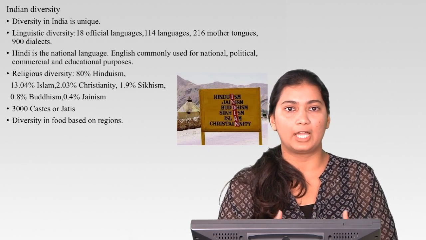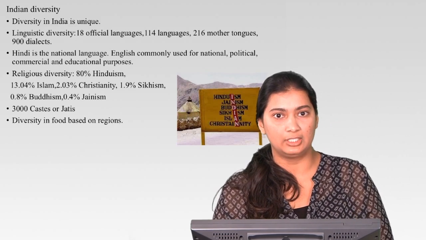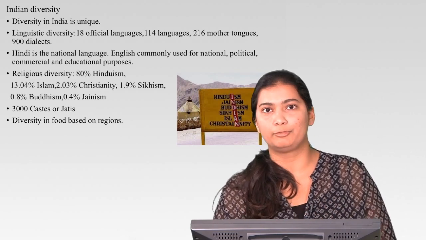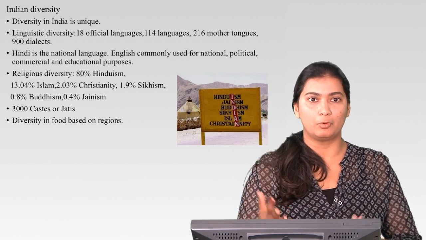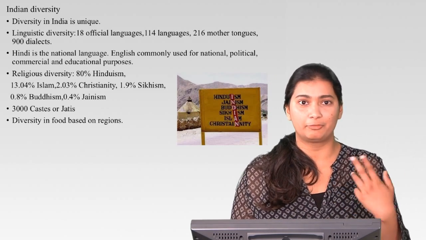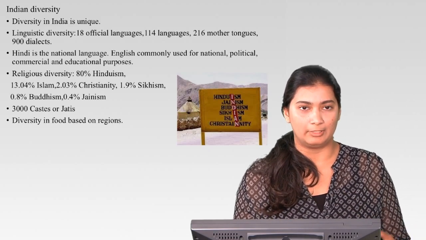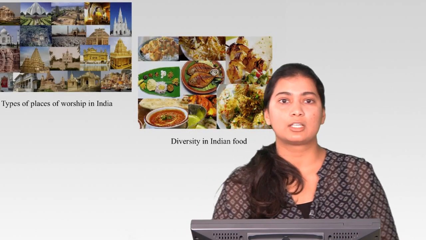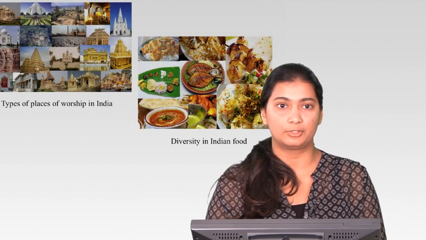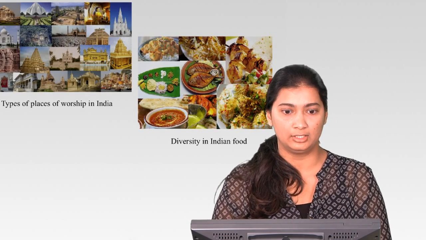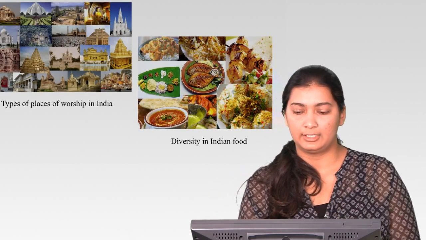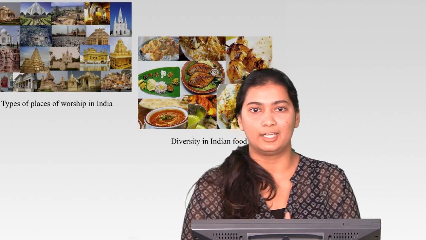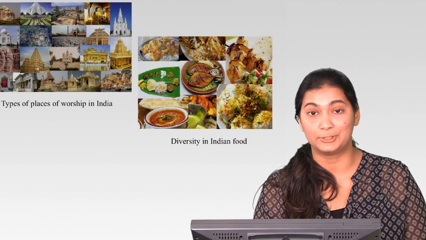So the kind of food, the kind of dressing and the kind of living differs from place to place. It is amazing to see that if you go to the north, it's totally different from what you will see, everything from the color of the skin to the way of living, than when you go to the south. Here are pictures: on the left side you can see the types of places of worship in India. There are quite a few, and there's also diversity in Indian food. There's a lot of diversity, again because of the various regions and the various climates in the various regions.